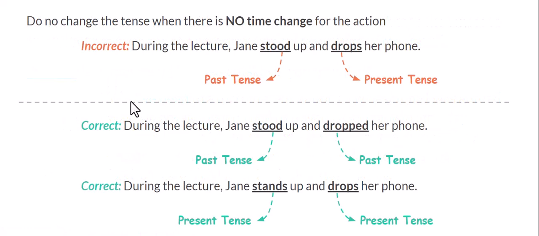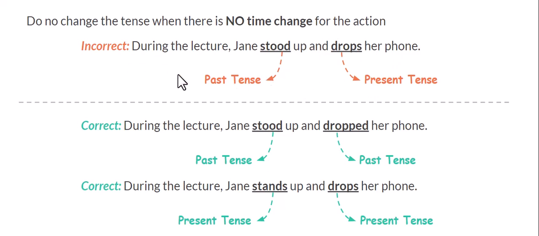So, when to not change tense, and this is the third technique I have for you. This example is going to help you to understand when to not change the tense. For example, during the lecture, Jane stood up and drops her phone. Okay, so we have here stood up, this is past simple, and drops, the present tense.